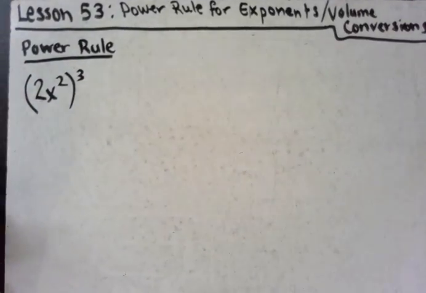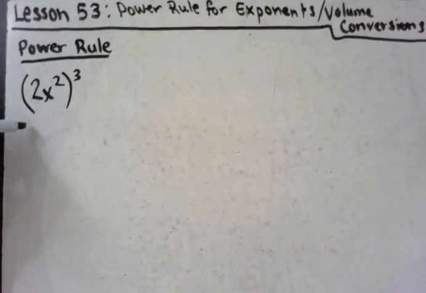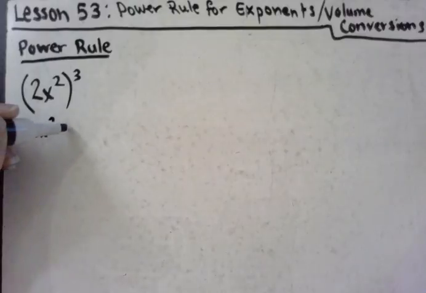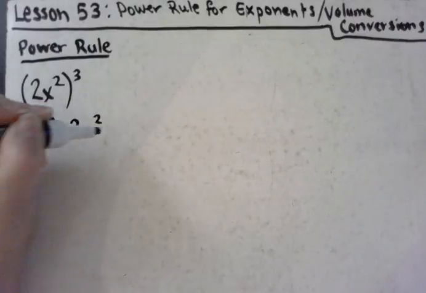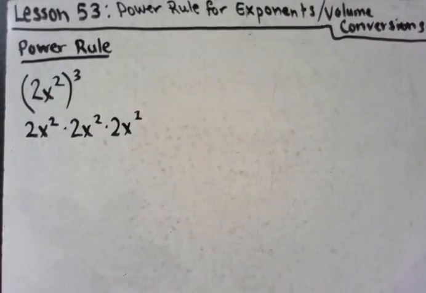So just to kind of illustrate how the rule works, the 3 here, this is the exponent. It means that this is happening 3 times. This is multiplying by itself 3 times. So I can say 2x squared times 2x squared times 2x squared if I want to write it all out. And then I can just multiply the 2 times 2 times 2, which is 8.